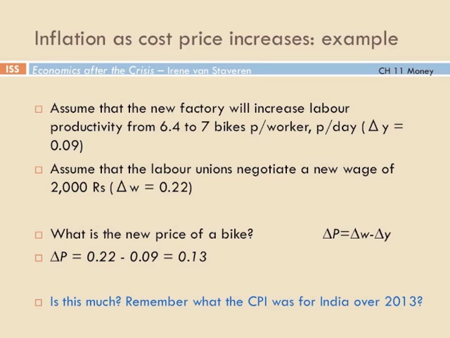Now assume that the labor unions negotiate a new wage, and that new wage is now 2,000 rupees, which means that the wage rate goes up by 22%. Now let's use the formula, the equation of price changes. Remember, a change in the price is the change in the wage rate minus the productivity. So the change in the price is 22% minus 9%, which is 13%. So Hero bikes increased in price by 13%. Do you think this is much?